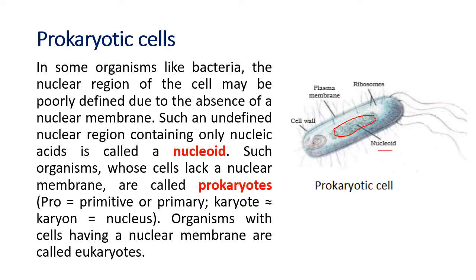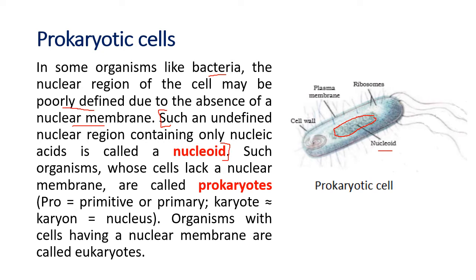So, in some organisms like bacteria, the nuclear region of the cell may be poorly defined, meaning without any clear boundary, due to the absence of a nuclear membrane. So, you can see this is a nucleoid. Such an undefined region containing only nucleic acids is called a nucleoid. So it contains only the nucleic acid, meaning the DNA or the RNA. There is no nucleolus. In the previous slide you can see there was a blue structure called a nucleolus. Here it is not there.